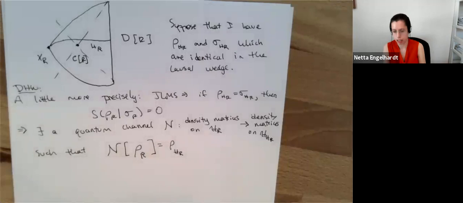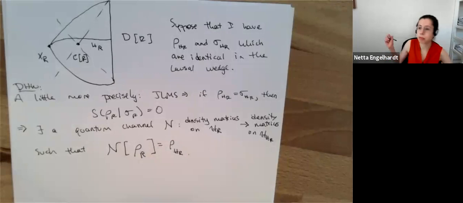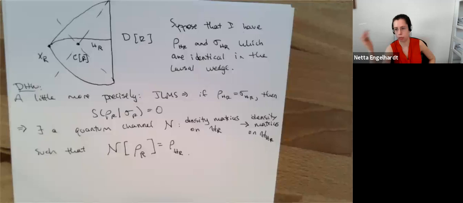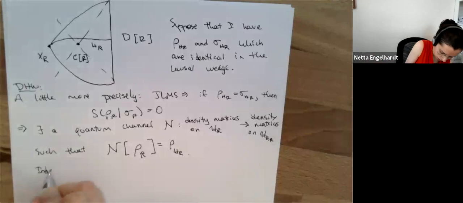So isn't it important that the same channel also does it for sigma? Because this is just trivially true. I could have a constant channel that sends everything to... I should have said there exists a single channel that will work for both, that's right. N is not rho dependent. And in particular, you can say, okay, this shows you that indeed you can reconstruct.